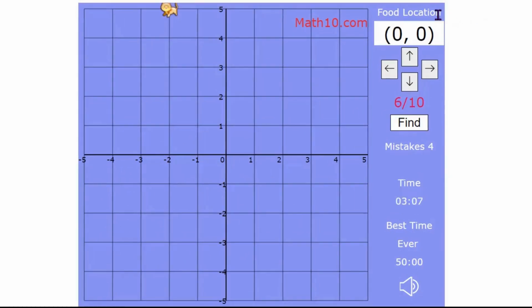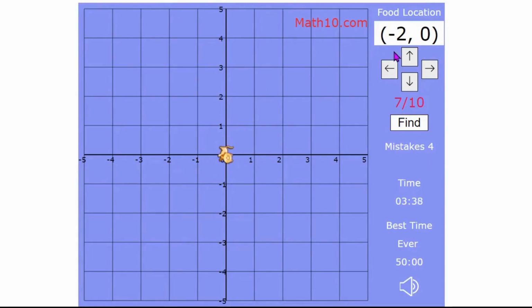If the food location is situated at 0, 0, this is the point of origin, of course. There is no distance from the origin, so it's at 0, 0. So we'll put it there. Bring Kali back over there. Good. So this is where the point is.